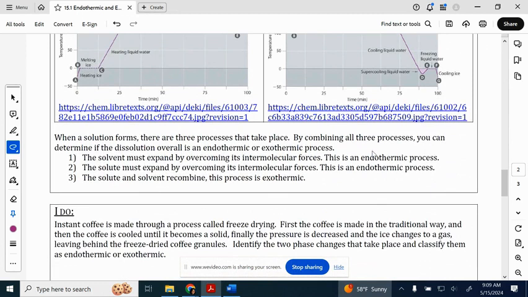So, like I said, when a solution forms, there's 3 overall processes that take place. The solvent has to overcome its intermolecular forces. So, in other words, the water has to break away from the other water molecules. The solute has to break away. So, they have to overcome their forces. These two are endothermic. They're going to require energy. It's like pulling the magnets apart. The solute and solvent recombine, that's exothermic.